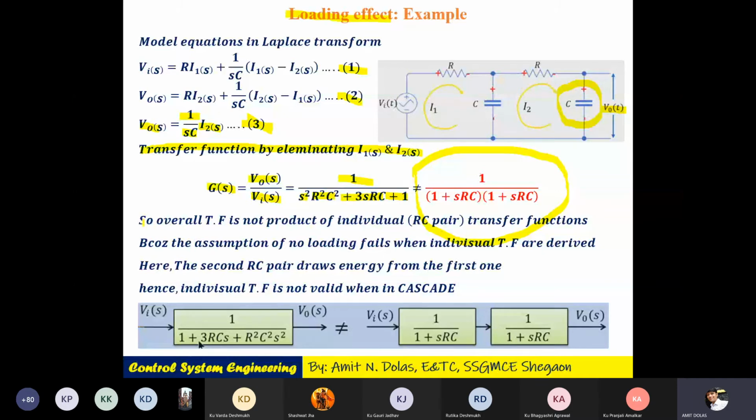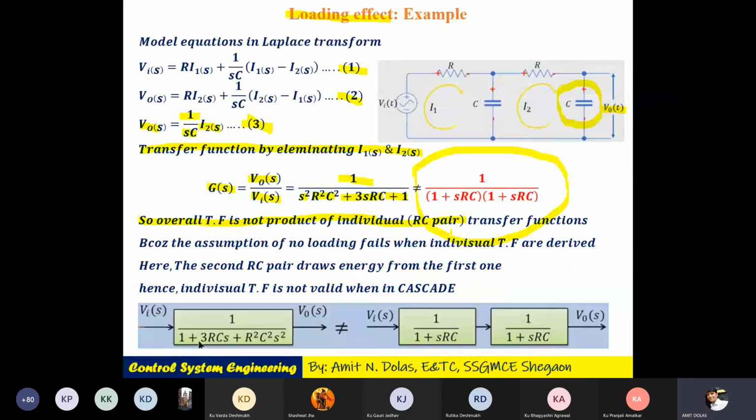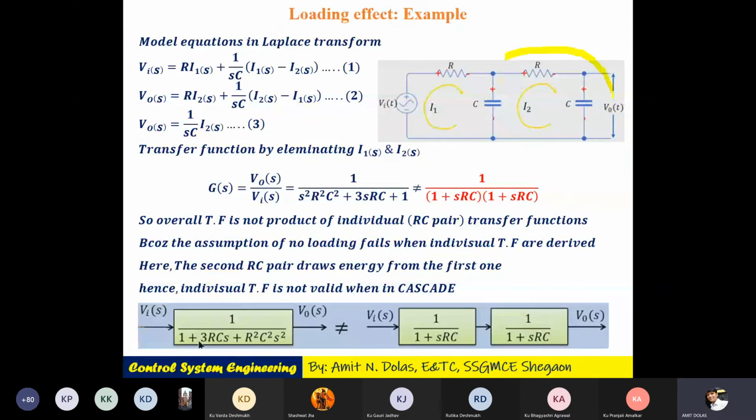So finally making a statement over this, this can sometimes come in a problem, so we should know what the loading effect is. So the overall transfer function is not the product of individual RC pairs, which we did previously here. It is not the product, because the assumption of no loading fails when individual transfer functions are derived. Here the second RC pair means this one.